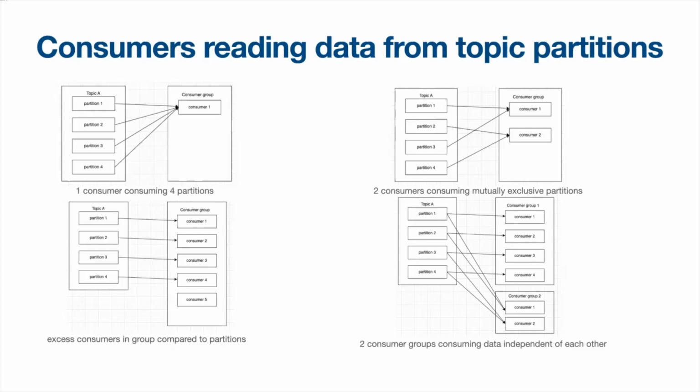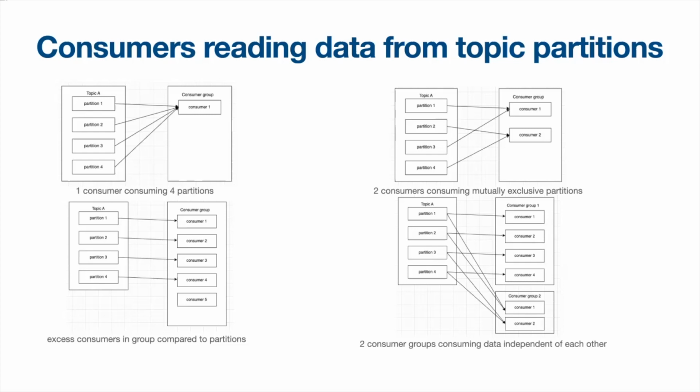Kafka cluster. If you look at the top left diagram, one consumer is consuming four partitions. Let's say in this scenario, you have a consumer group where you have only one consumer application active. In such a case, it is subscribed to a topic called topic A, which contains four partitions, and all the data from these four partitions will be read by a single consumer.